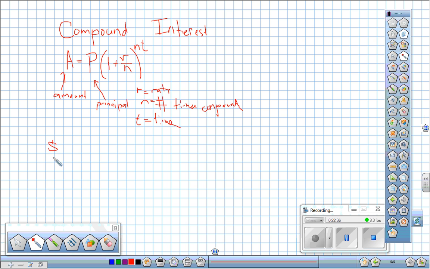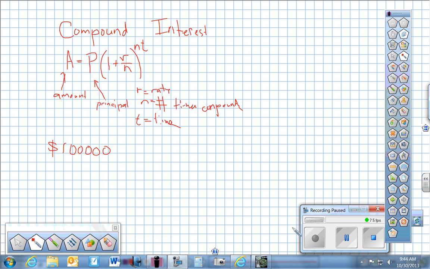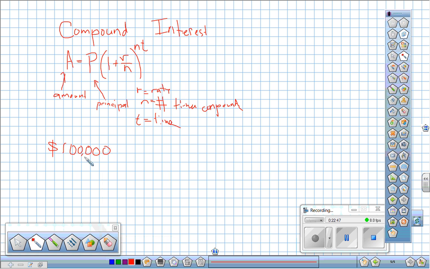So an example is you have $100,000, and I'm investing that at 6.5% interest. I want to write a function, and it also tells me that I'm compounding semi-annually. Semi-annually means twice a year.